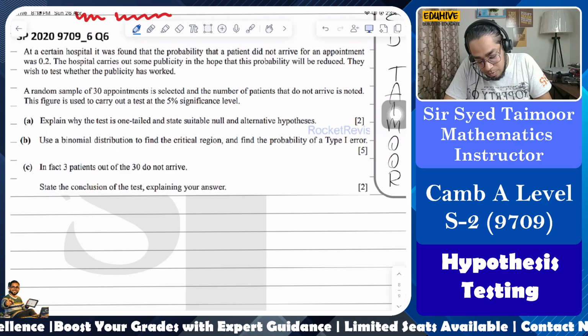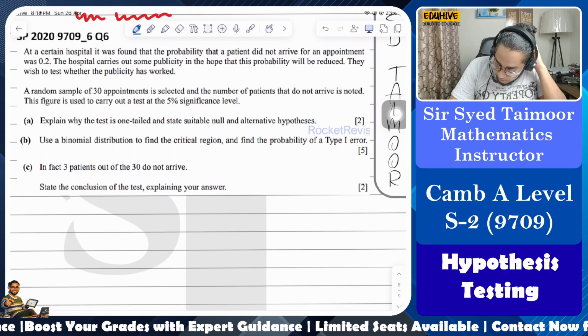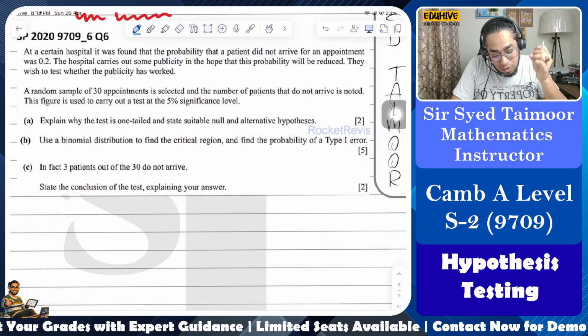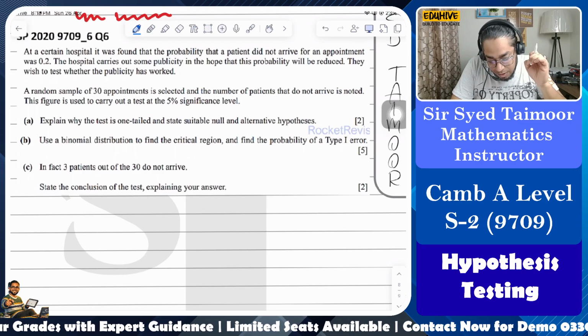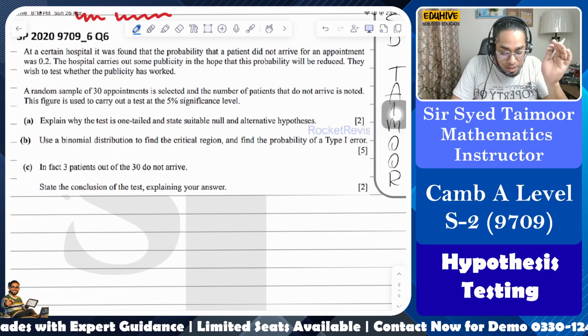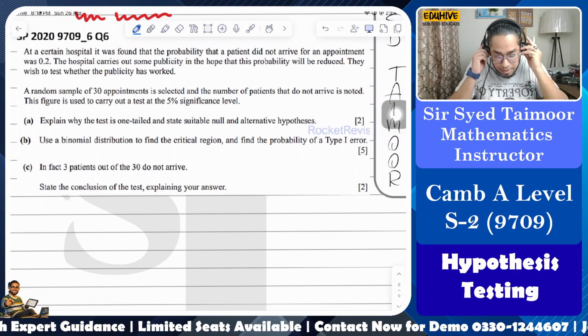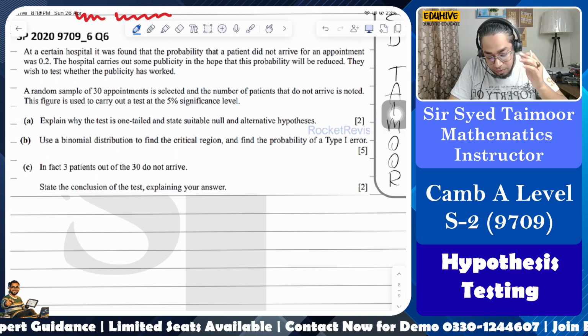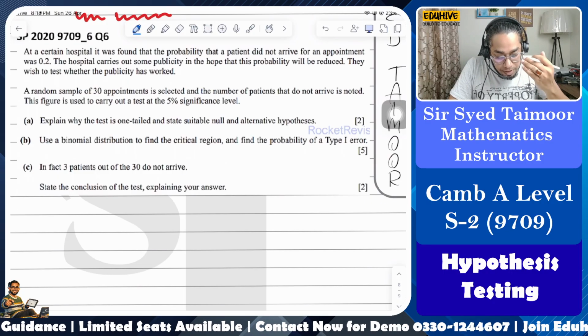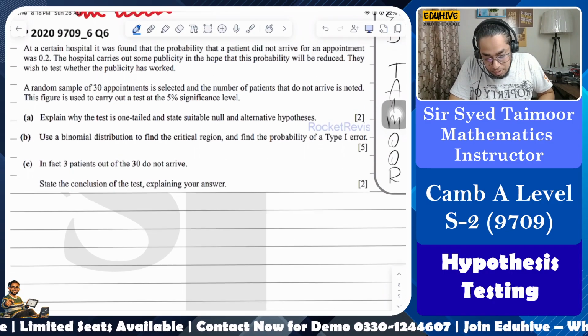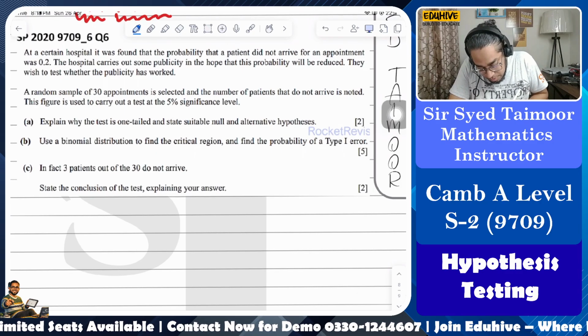Then, furthermore, a random sample of 30 appointments is selected and the number of patients who do not arrive is noted. The figure is used to carry out a test at a 5% level of significance. So the level of significance is exactly 5%. Explain why this test is one-tailed and state a suitable null and alternate hypothesis. Okay, first we are just going to conclude the null and alternate hypothesis.